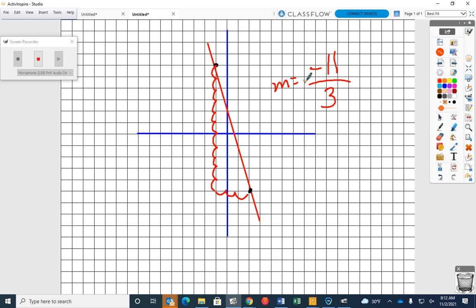Okay? Questions? 2 questions. Will this be on the test? Oh, yeah. Also, how do you determine if it's a negative sign? Okay, did you look at that slope from left to right? Did it go down? Yeah. It did. So it's going to be negative.